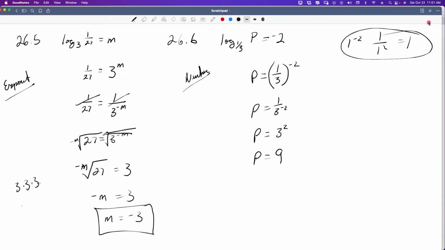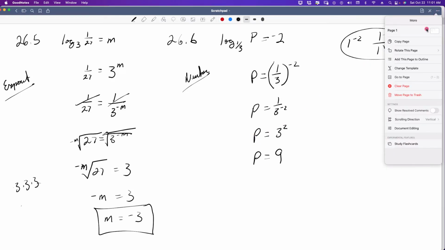So let's look at number 26.7, just to keep practicing and wrapping our heads around this exponential logarithmic correlation. We have to solve the log of 4 that gives us 8 is x. So we're solving for x. So we are going to rewrite this. The answer is 8. The base is 4. The exponent is x. All right, so we've got that rewritten.